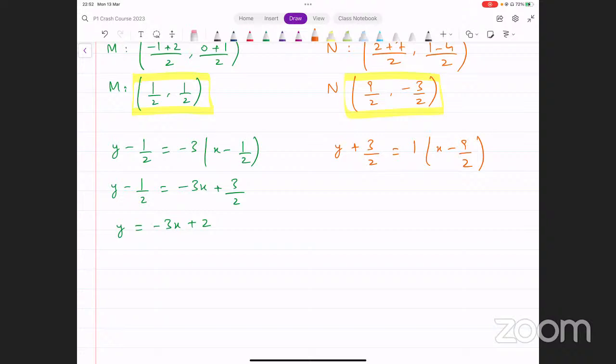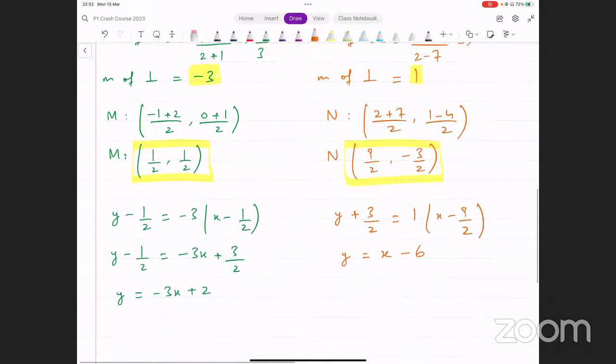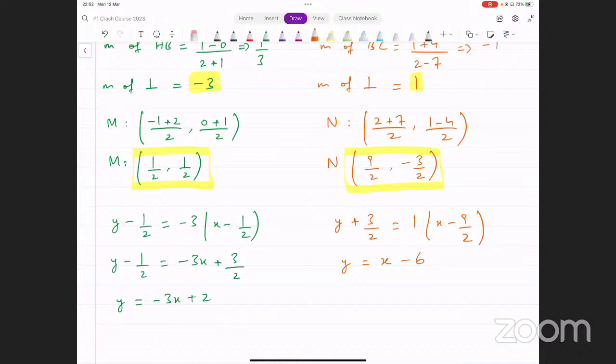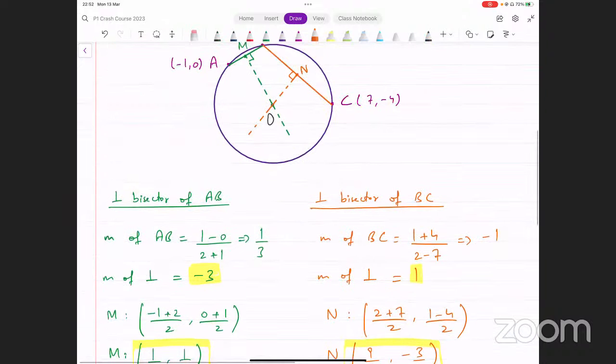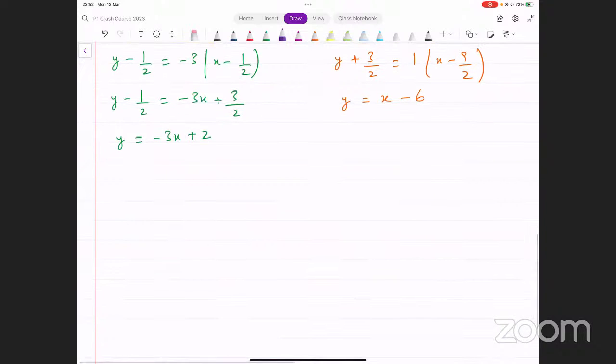The other equation is y equals x minus 9 over 2 plus 9 over 2 minus 3 over 2. That's going to be minus 12 over 2, which is minus 6, so y equals x minus 6. This is the other equation. Now, the center of the circle, that's right here, is the point of intersection of these two perpendicular bisectors. Any two perpendicular bisectors that you have for the chords, their point of intersection is going to be at the center of the circle. We just have to solve these two simultaneously here.